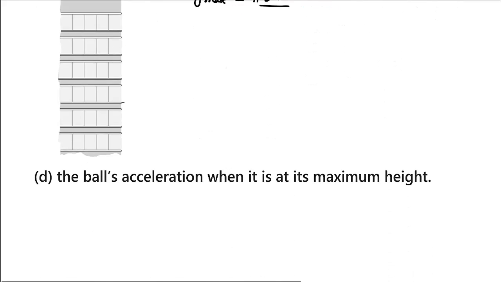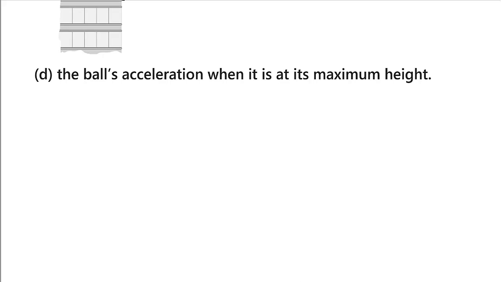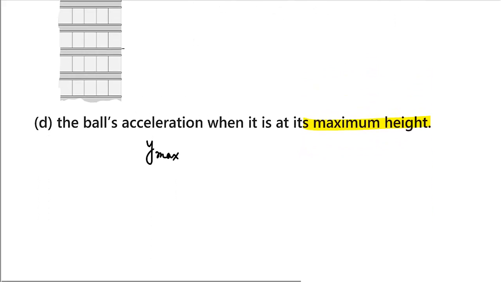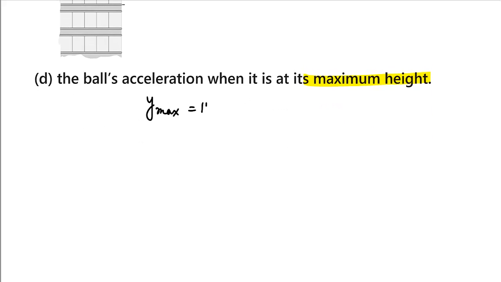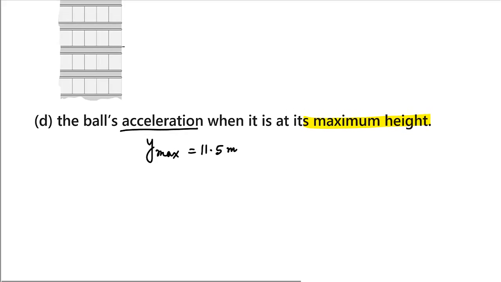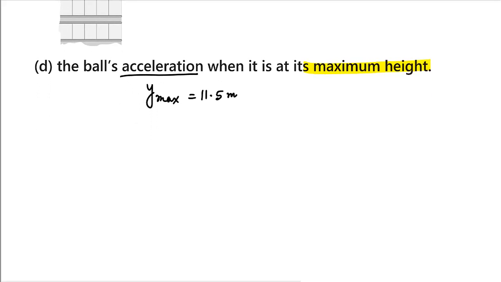And the last part of the problem says, find the ball's acceleration when it is at its maximum height. So when we have y equal to y_max, that we have just calculated, this value is 11.5 meters. So at that point of time, what is the ball's acceleration? This is generally a misconception. A student often thinks that at the highest point, v_y is 0 as well as acceleration in the y direction is also 0.